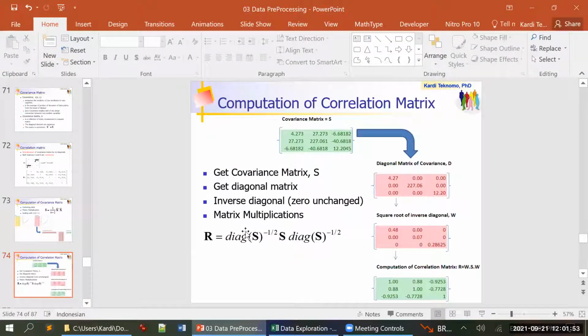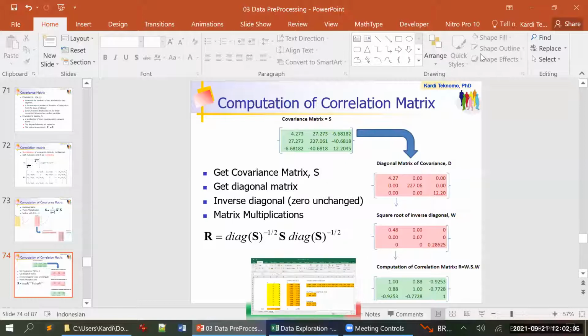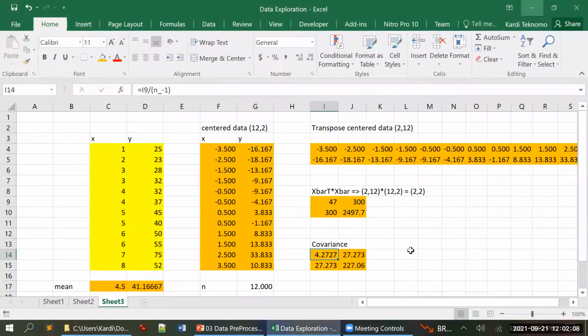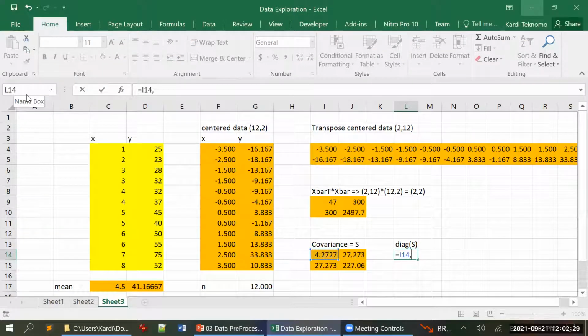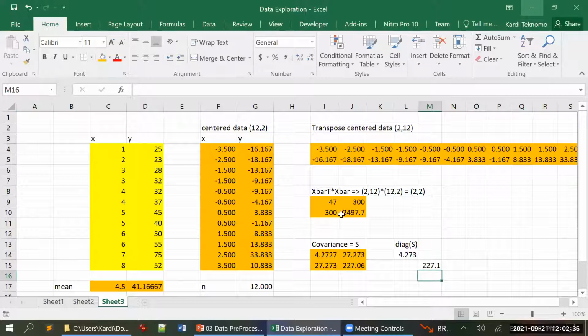And then what will you do? Okay. If you want to get the diagonal matrix, so this is the diagonal matrix D of S. So this is the S. S underscore. Okay, so the diagonal is actually this one, comma, this one and this one. Is that correct?